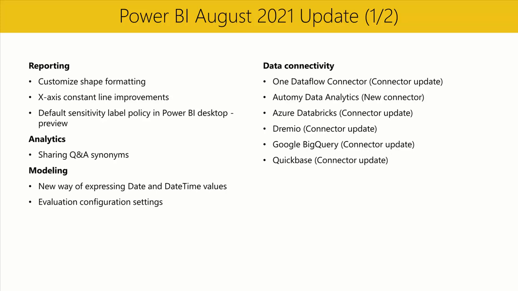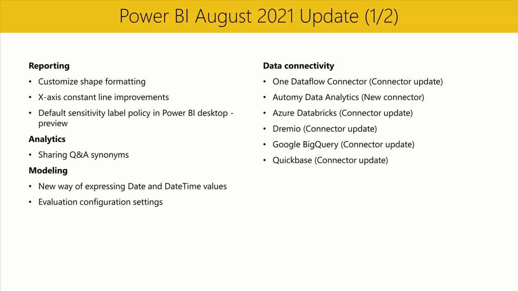This month, security administrators can define a default label to be set on a PBIX file when a user creates a new file or edits an existing file that has no label. Users can change the default label as they see fit. Moving forward, default label policies will be applicable to new content in the Power BI service as well.